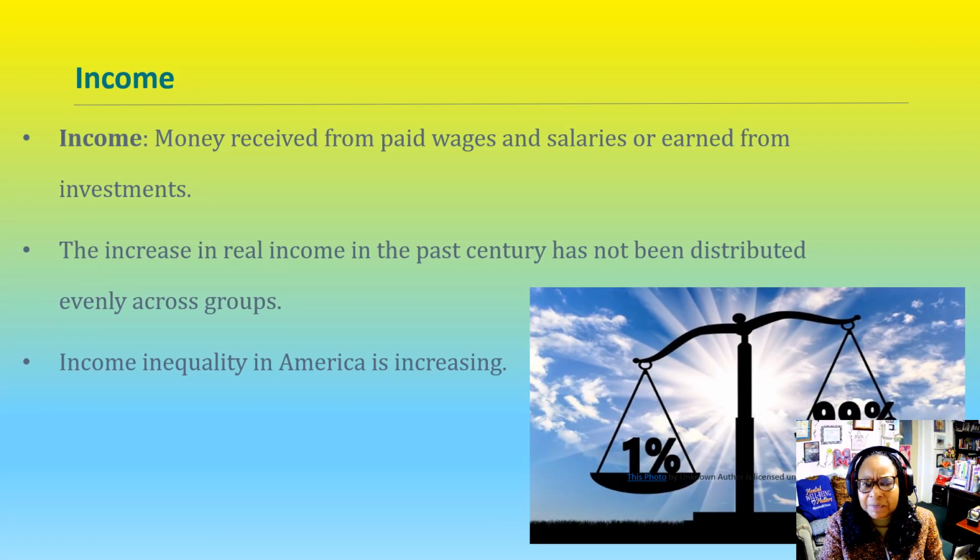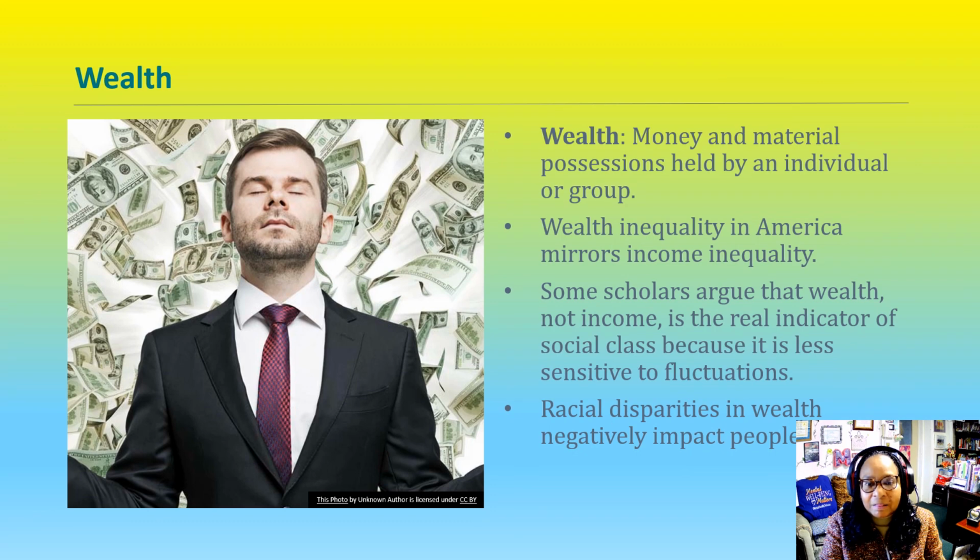Income. Income is simply money received from paid wages and salaries or money earned from investments. Wealth. Money and material possessions held by an individual or a group is considered wealth. Wealth inequality in America mirrors income inequality. Some scholars argue that wealth, not income, is a real indicator of social class because it is less sensitive to fluctuations, and racial disparities in wealth negatively influence a person's life outcomes.